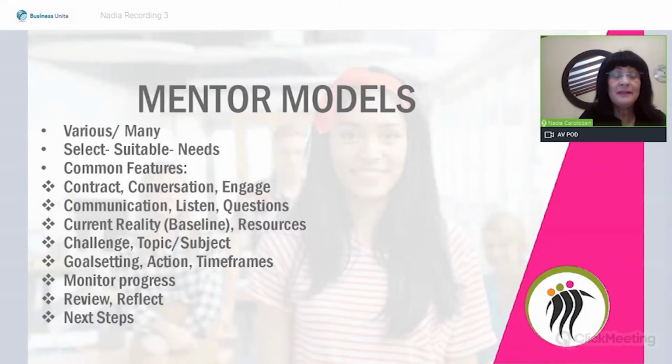Progress must be monitored, because once you don't achieve your goals or you fall behind, then you need to find out what the reasons are. Review and reflect also, these come up at the end. After a goal has been achieved, it is important that you review what has been achieved. Was I successful? And of course, after that, what do I do next?